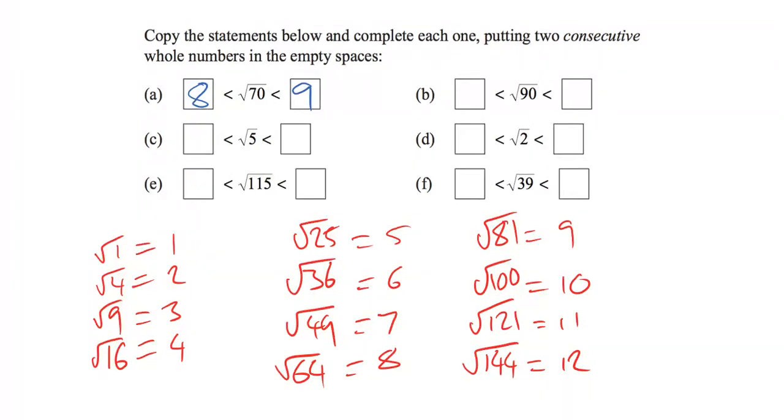Right, so 90 is between 81 and 100, so it's between 9 and 10. The square root of 5, well, 5 is between 4 and 9, so it's between the square root of 4 and the square root of 9. So that means we're between 2 and 3. For D, we're between 1 and 2. For E, 115 is between 100 and 121, so we're between 10 and 11 somewhere. And the square root of 39 is between 6 and 7. Okay, I hope that helps you to understand a little bit more about powers and roots.